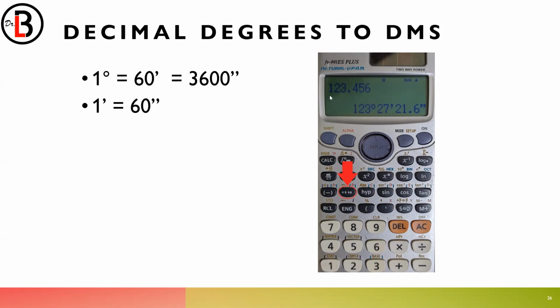So I want you to please press 123.456, and then you may press equal sign. After pressing equal sign, press this symbol. Or if you want, you can press 123.456, press the degree, and then equal sign. And then press it again. It should give you the degrees, minutes, seconds. So this one is read as 123 degrees, 27 minutes, and 21.6 seconds.